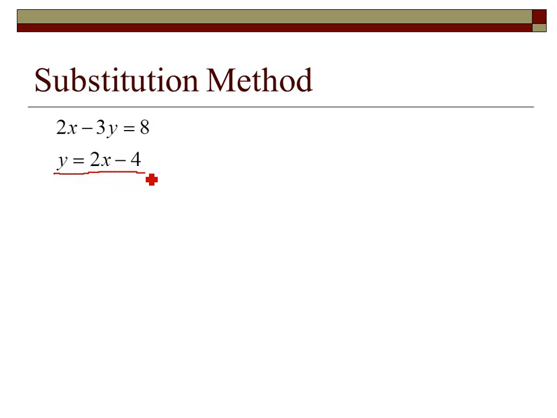Since y is equal to 2x minus 4, I could take the 2x minus 4 and replace the y in the equation above. Notice when I replaced the 2x minus 4 in for y, I did so with parentheses. That's really important, particularly when you have a negative out in front. So now we're going to solve for x as if it was any other kind of equation. So we'll distribute through.